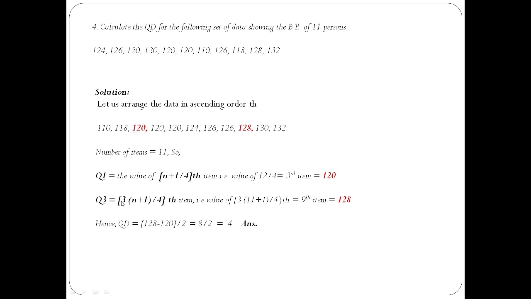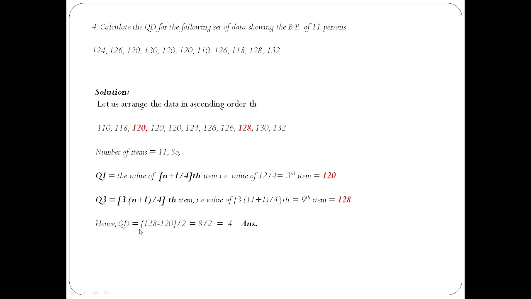The third quartile is calculated using the formula 3 into (n plus 1) by 4, because the total number of items is 11, which is odd, so this formula is used. So the 3 into (11 plus 1) by 4th item, that means the ninth item. The ninth item in the series is 128. So Q3 is 128, and Q1 is 120.